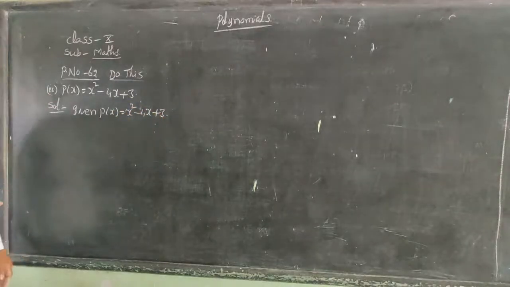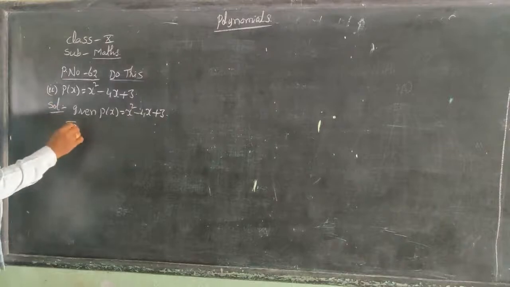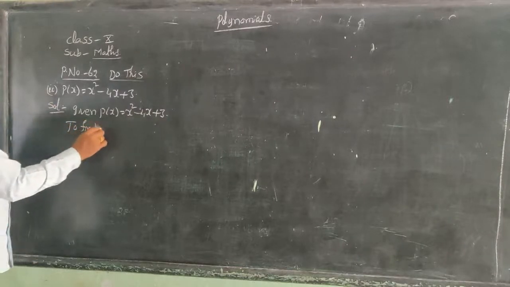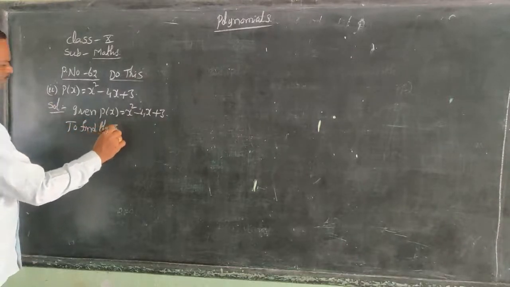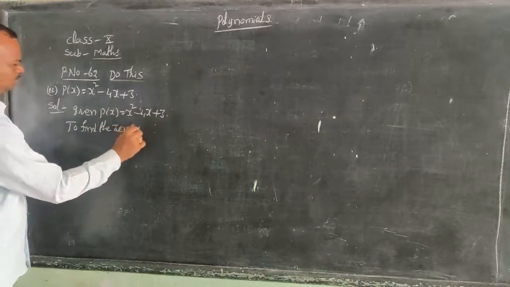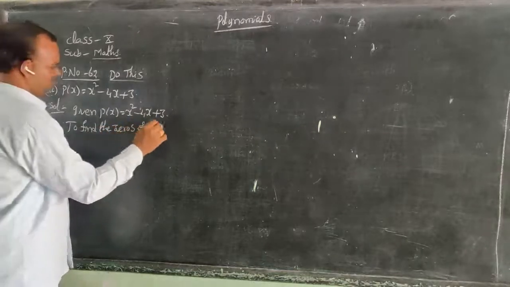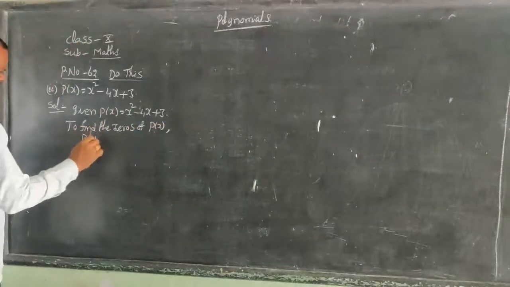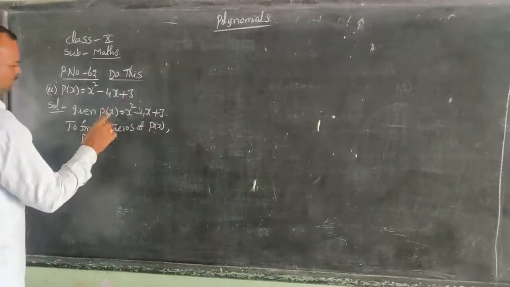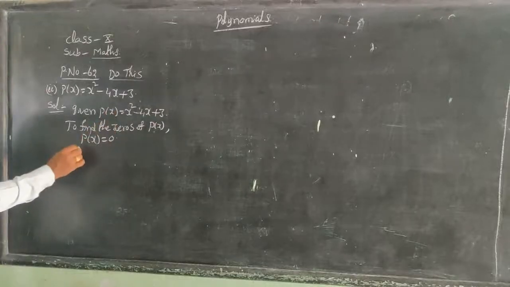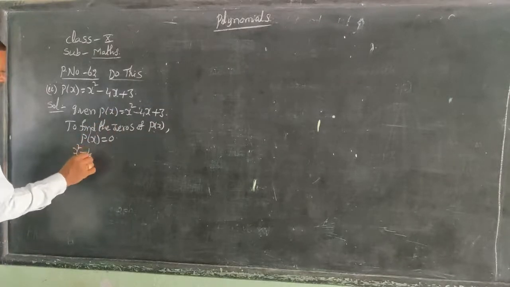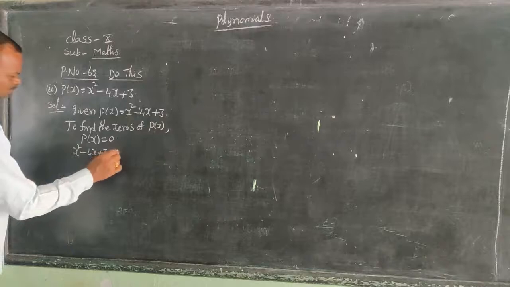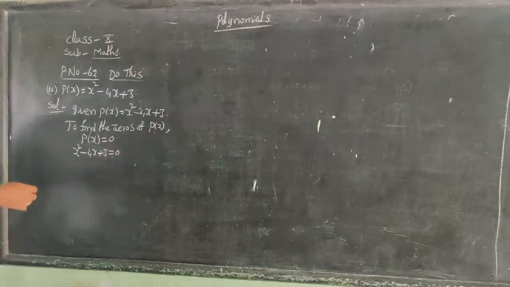To find the zeros of p of x, p of x is equal to 0. P of x means x square minus 4x plus 3 is equal to 0.